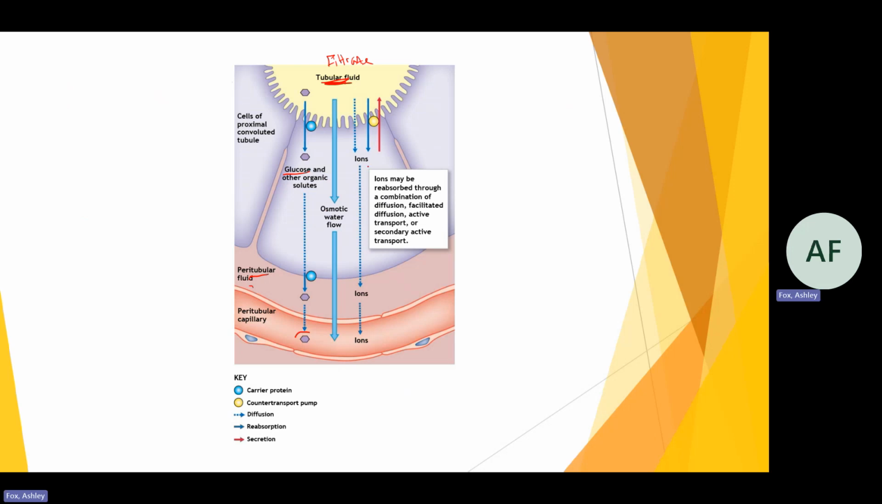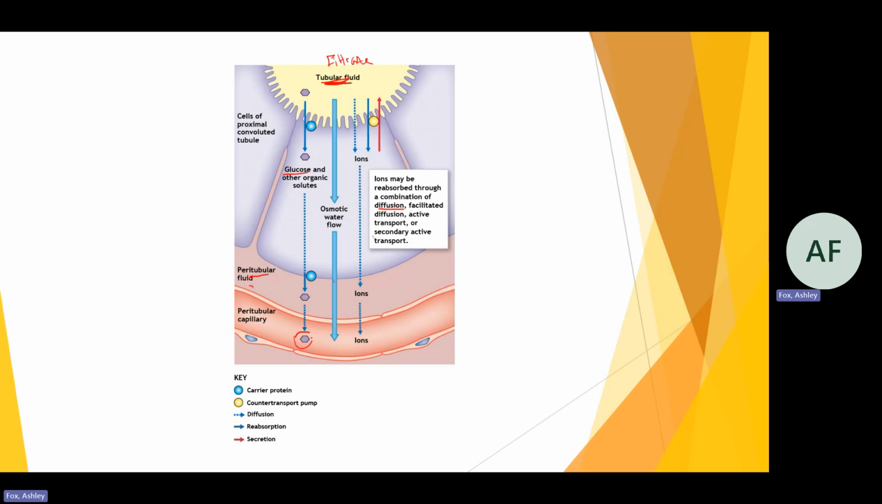Ions, so all the ions that we talked about, are going to be absorbed. They can happen with diffusion, so high concentration to low concentration. Facilitated diffusion, we have a carrier or channel, but it's still going from high to low concentration. Or we can have the two types of active transport, just regular active, or secondary active transport. So there are many different ways we're going to get ions reabsorbed based on what they are. I'm not going to go over individually how they are, but there are many ways that we're going to bring ions from the filtrate back in the cells to the peritubular fluid to the capillary.